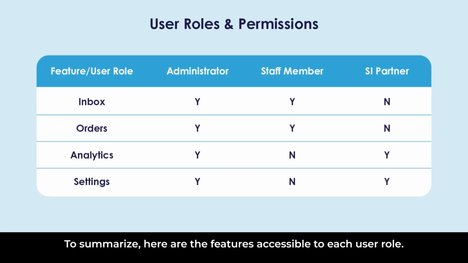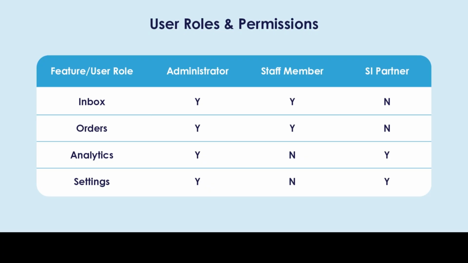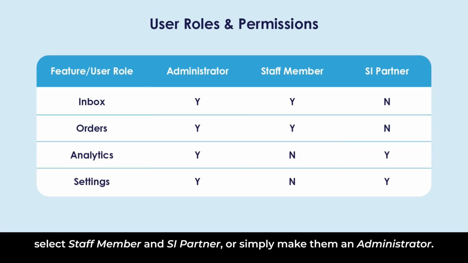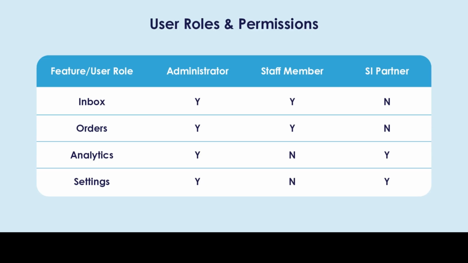To summarize, here are the features accessible to each user role. Administrators have access to inbox, orders, analytics, and settings. Staff members have access to the inbox and orders. The SI partner only has access to analytics and settings. If you want your SI partner to access the inbox and orders as well, select Staff members and SI partner, or simply make them an administrator.